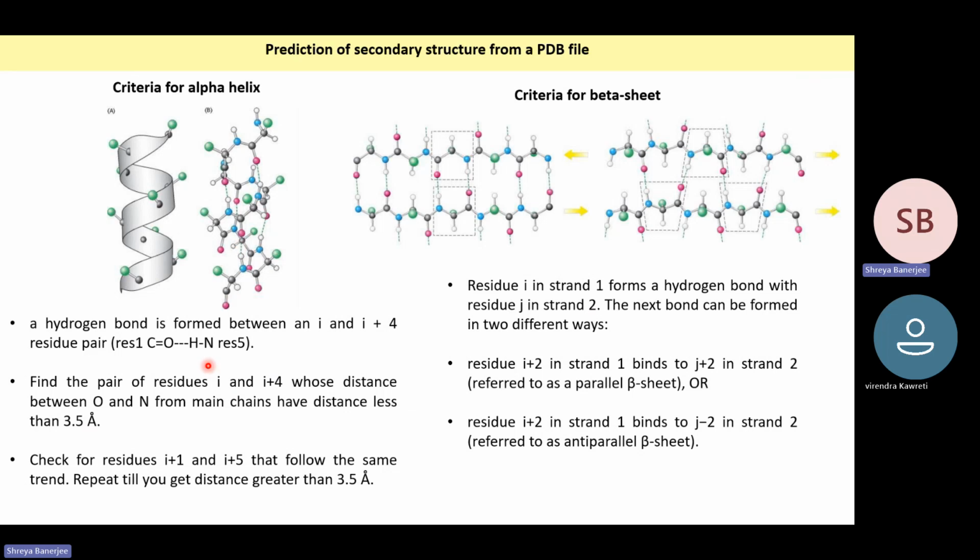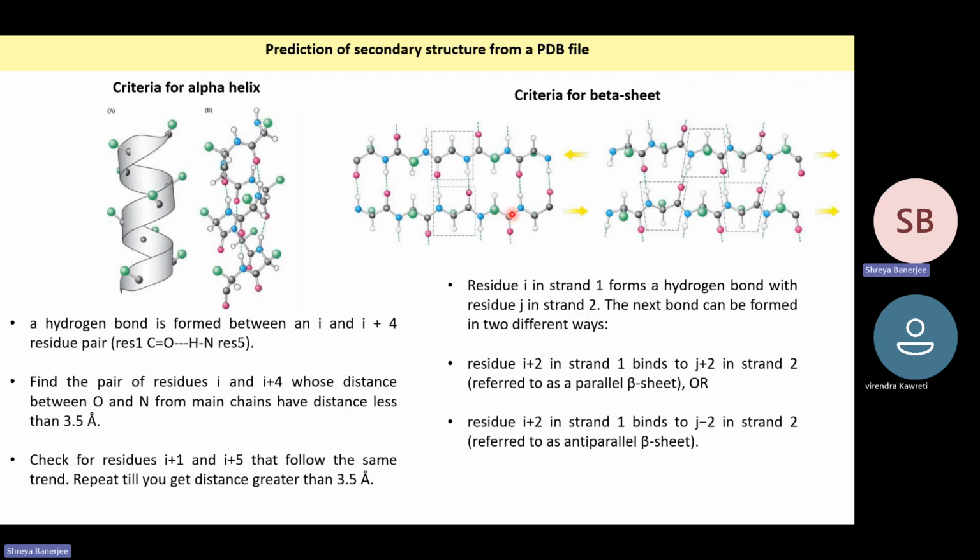So we will follow the entire polypeptide chain and keep checking. After I to I plus 4, we will check I plus 1 to I plus 5, then I plus 2 to I plus 6, and so on. We will see wherever the hydrogen bond is forming. And when we see that the distance is becoming greater than 3.5 angstrom, at that point there will be no hydrogen bond and the helix will terminate. So that is the criterion for alpha helix. Now for beta sheet, there can be two different types of beta sheets.